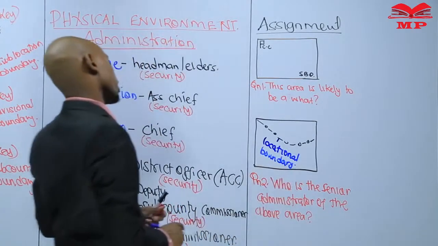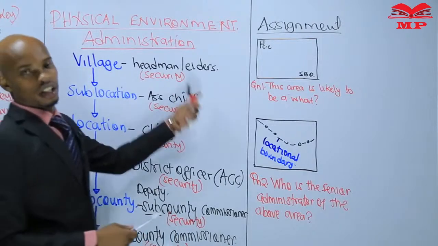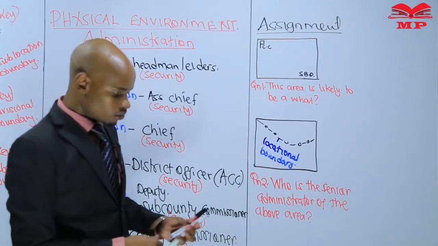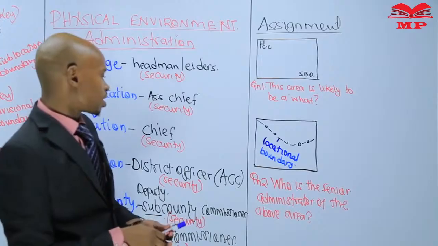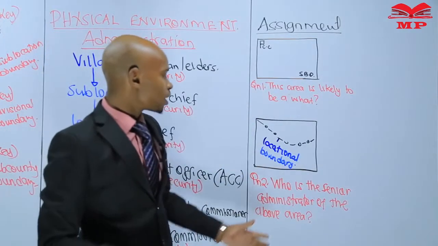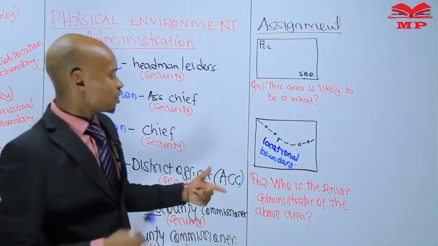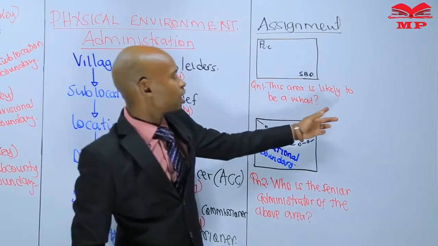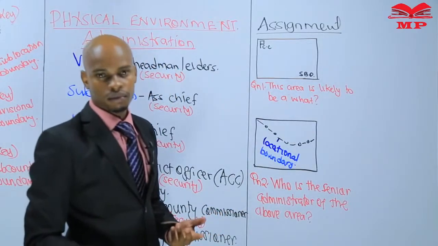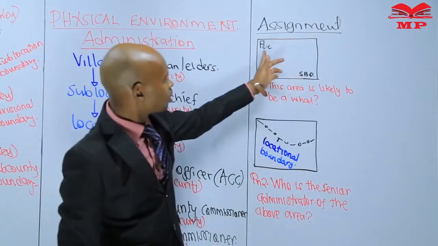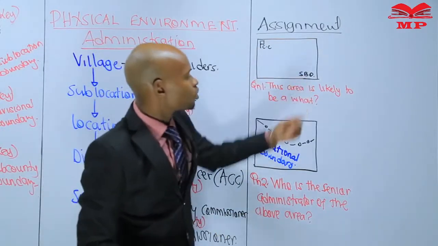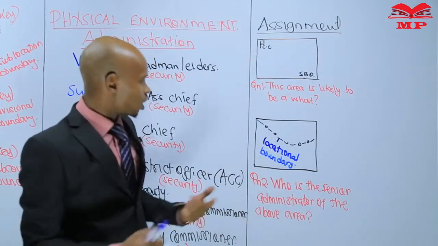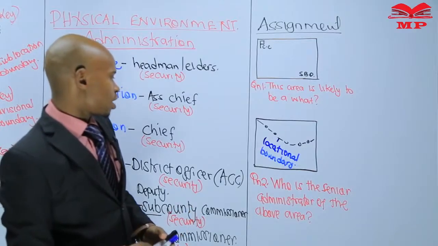Is a locational boundary. Now that there is no key, I have to mention which type of boundary it is so that you can make your judgment correctly. So these 2 examples are enough to give you an oversight of what we have gone through. Question number 1, this area is likely to be a what? You have the offices: Chief's Camp's office, sub-county offices. So with the knowledge we have learned, you can get that one at ease.